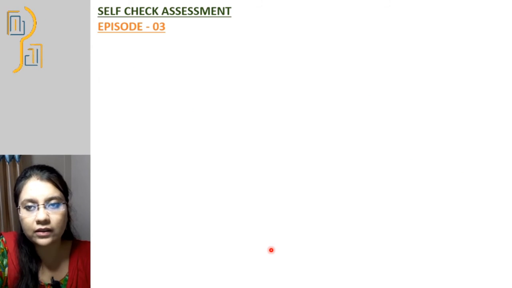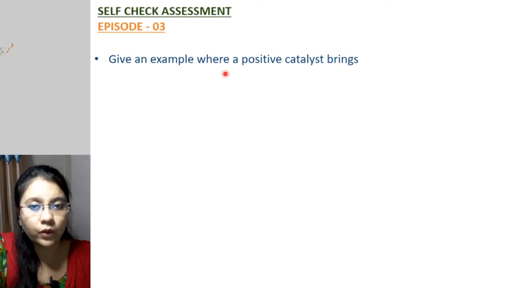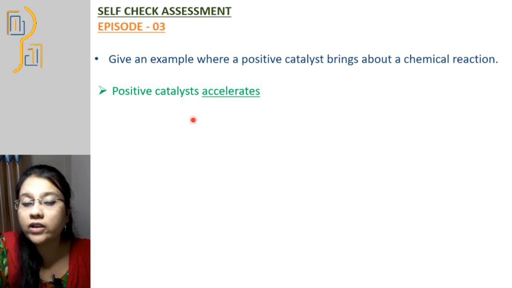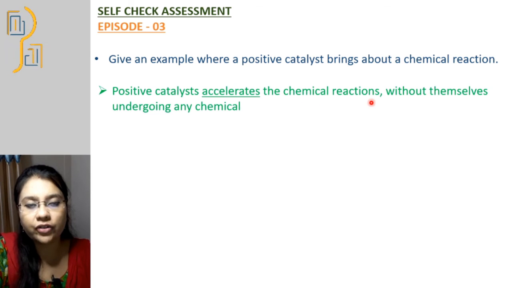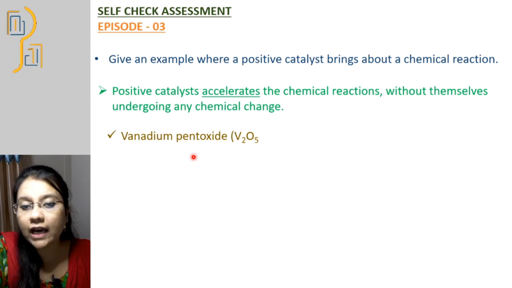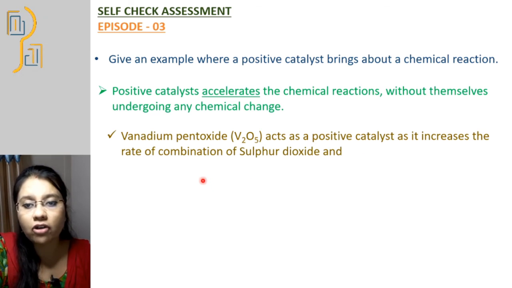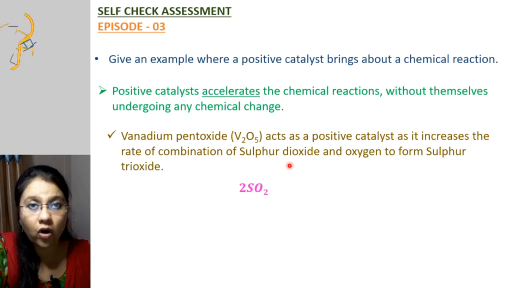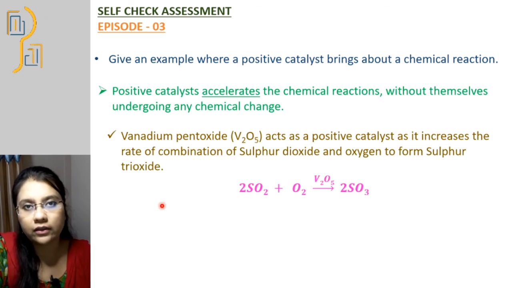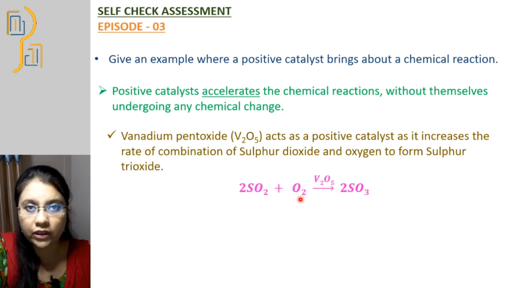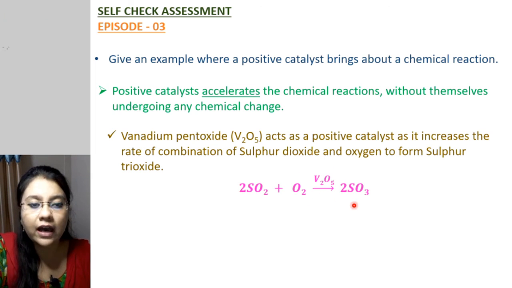The next question is, give an example where a positive catalyst brings about a chemical reaction. Now, positive catalysts accelerate chemical reactions without themselves undergoing any chemical change. Vanadium pentoxide acts as a positive catalyst as it increases the rate of combination of sulfur dioxide and oxygen to form sulfur trioxide. In this equation, you can see that sulfur dioxide is reacting with oxygen in the presence of vanadium pentoxide and forms SO3 or sulfur trioxide.